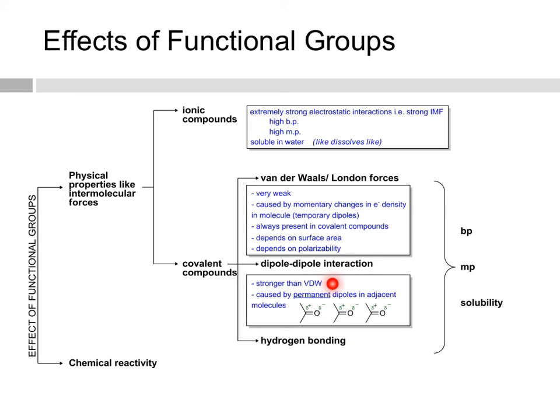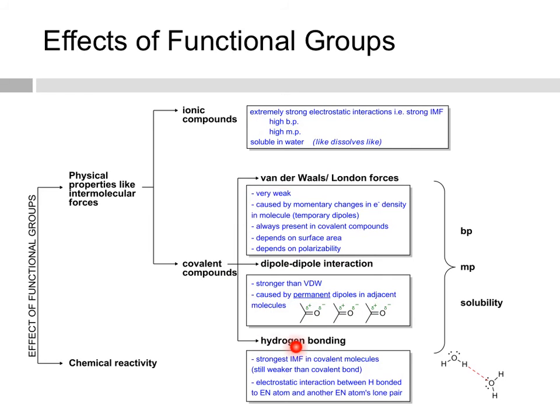Dipole-dipole interaction is slightly stronger than van der Waals forces, and it's caused by permanent dipoles in adjacent molecules. When we talk about permanent dipoles, we mean that the molecule has to have a dipole moment. For instance, in acetone, we know that the electrons are being pulled towards this oxygen, and the molecule always has a dipole moment where the oxygen has a partial negative charge, and this carbon in the carbon-oxygen double bond has a partial positive charge. In solution, acetone molecules will line up according to their charges, and that provides the basis for the dipole-dipole interaction.